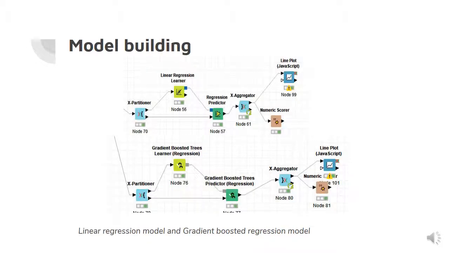Here are the 2 other regression models that we built for our prediction model purposes. One is linear regression and the other one is gradient boosted trees. In the next slide, we talk about some of the variables of significance from the linear regression learner node. For the gradient boosted trees, we didn't have much in the results to be discussed. So in the next slide, we talk about the variables of significance.